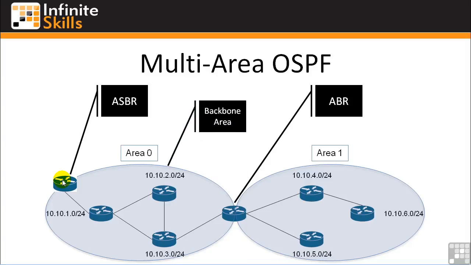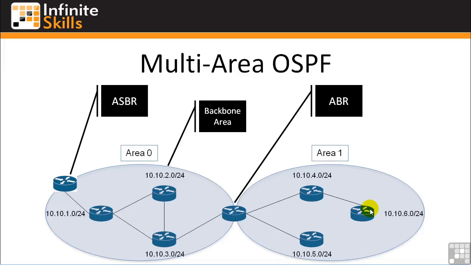And the last term we're going to learn is the backbone area. That refers to area 0, because area 0 is normally the backbone of the network. Another term you'll run across in the exam is an internal router. An internal router is a router where all the interfaces are in the same area. These three routers are internal routers for area 0. These three routers are internal routers for area 1.